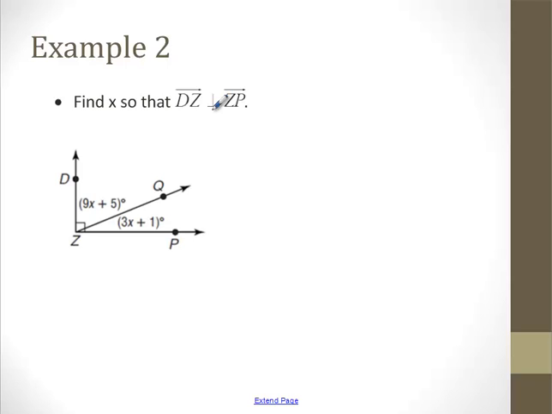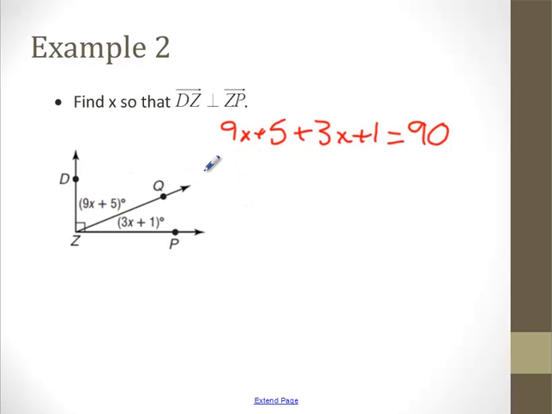So let's try an example. Find x so that the two lines are actually perpendicular, the two rays. We want to see, is this actually a right angle? Can we prove that that's a right angle? Well, a right angle is 90 degrees, so my two angles inside have to add up to 90 degrees. If they do actually add up to 90 degrees and we find an x value that works, that means those two angles are going to be complementary.